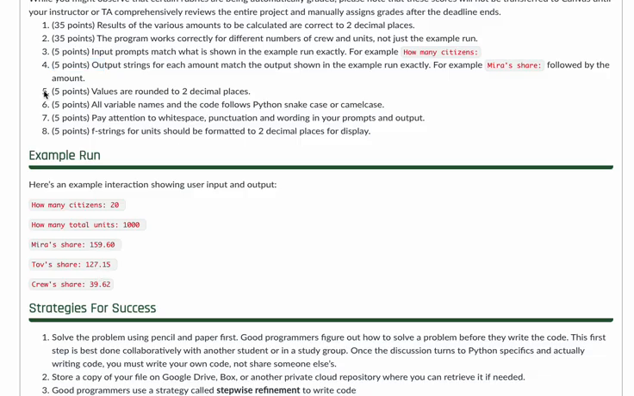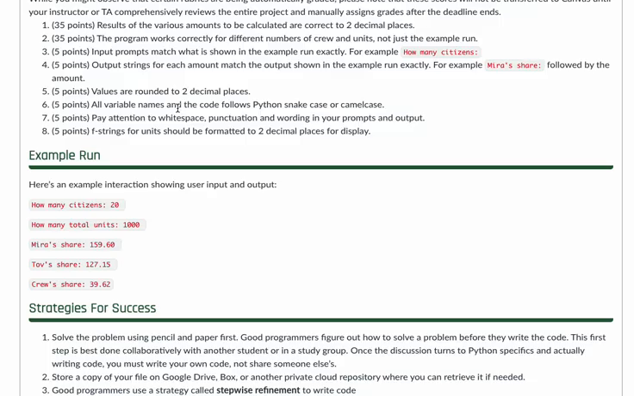Okay, then the next rubric is that values are rounded to 2 decimal places. Whenever you are displaying that information, it should be to 2 decimal places. Basically, if you solve the first two, you will definitely get this one.